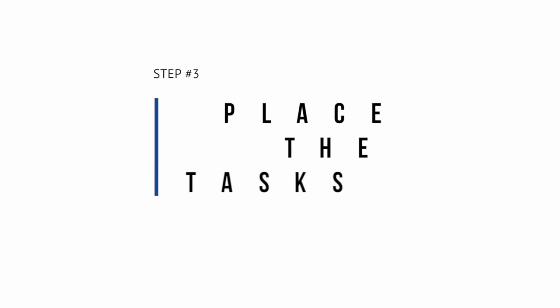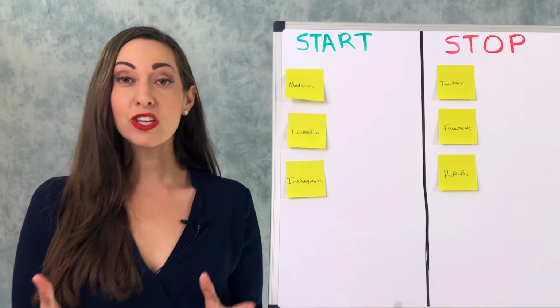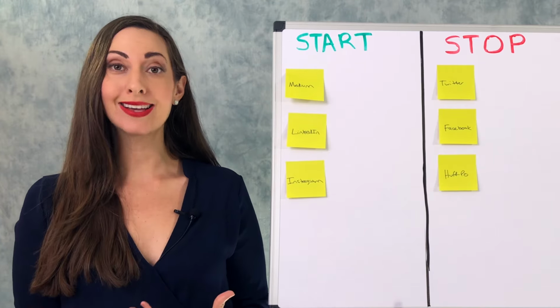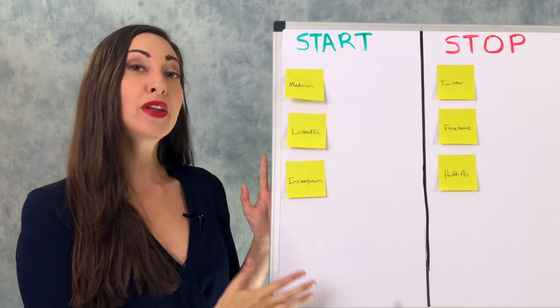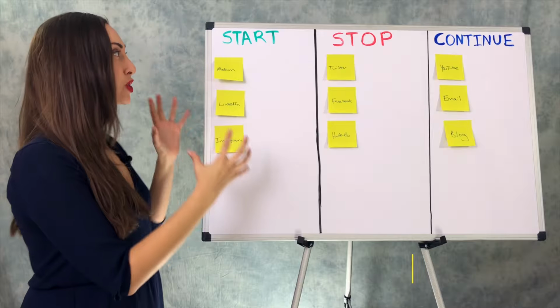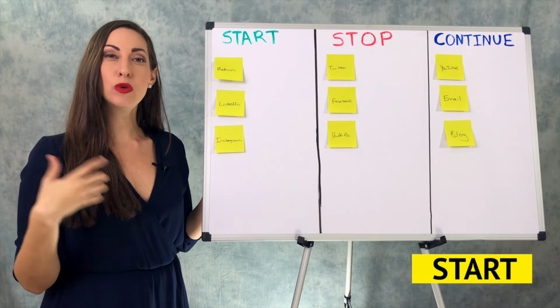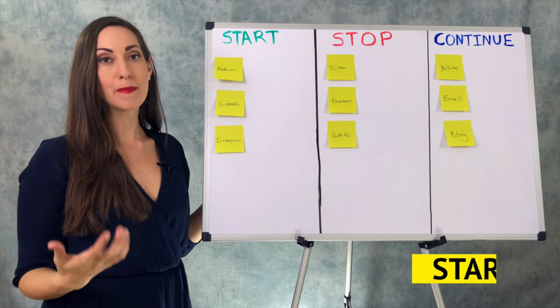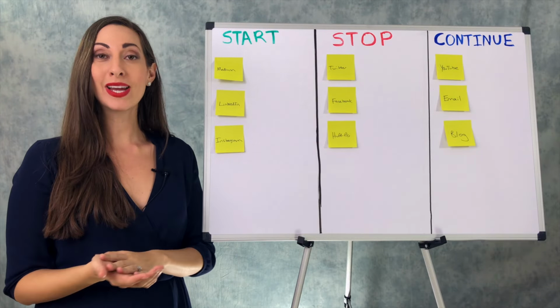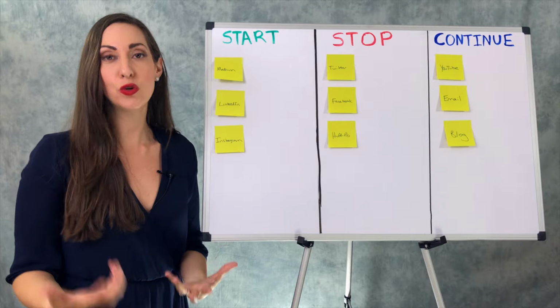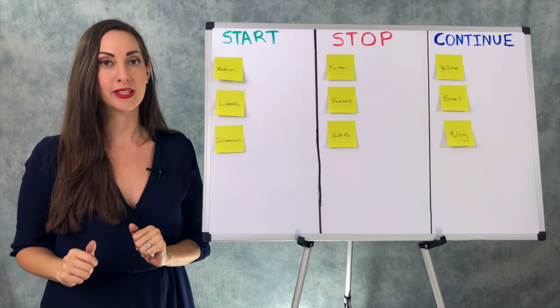Step number 3, place the tasks. So the next thing you want to do is have everyone take their tasks and place them in one of the 3 columns. So in the Start column, these are all the activities that you think might be a good thing to ramp up. In fact, you can even have people write down tasks they think they should be doing about their topic but aren't doing just yet.